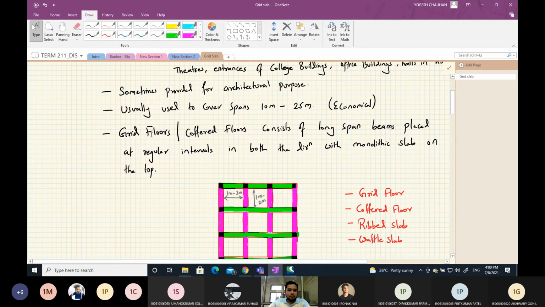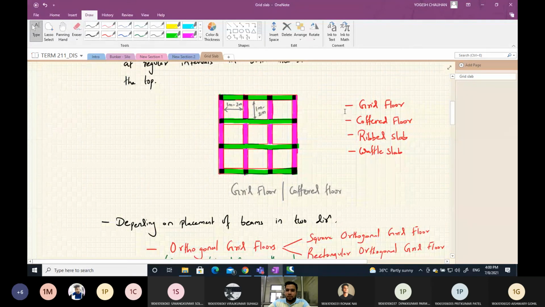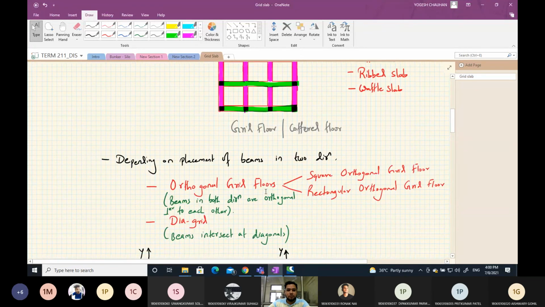Basically, these grid floors consist of long span beams which are placed at regular intervals in both the directions with monolithic slabs on top of them. So we have beams in both the directions, and they are spaced at a regular interval, meaning this spacing will be constant, and they have a slab on top of it. They are also referred to as waffle floors, ribbed slabs, Whipple slabs. These are the different terms used for these grid floors.